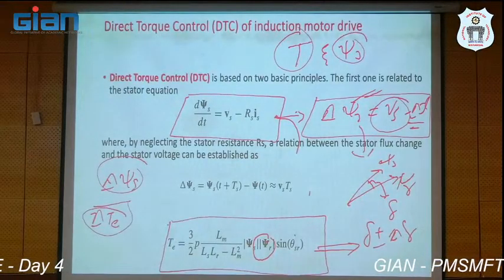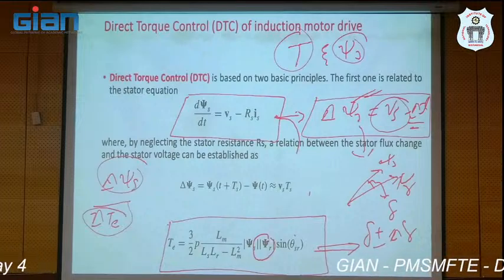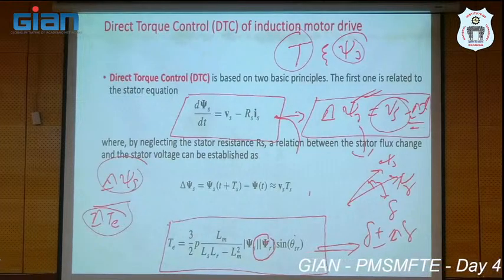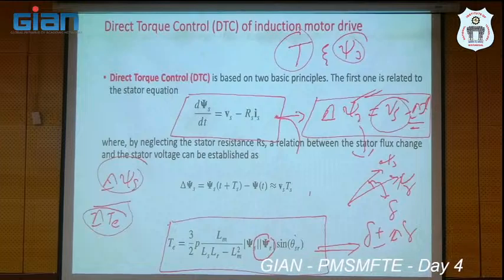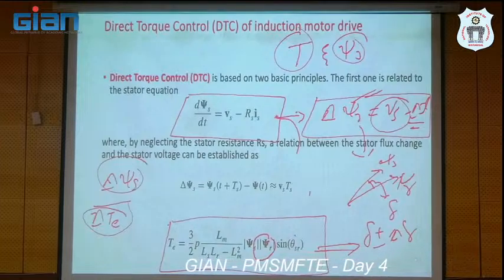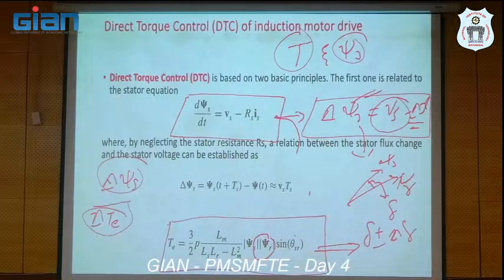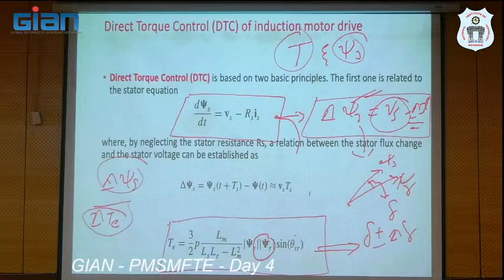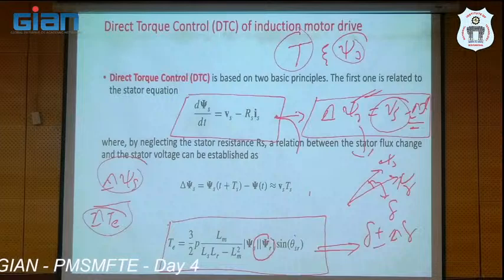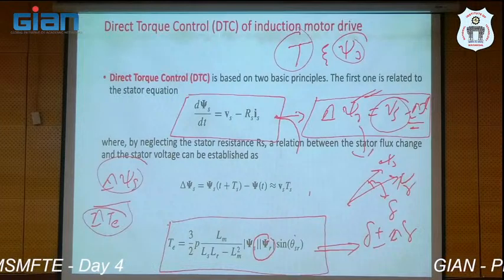You got my point? Instant to instant, if you take care of these values, and you take the average value over the period, the average value will always come in phase with your reference. That is the beauty of this DTC, direct torque control method. It is an instantaneous-based control.